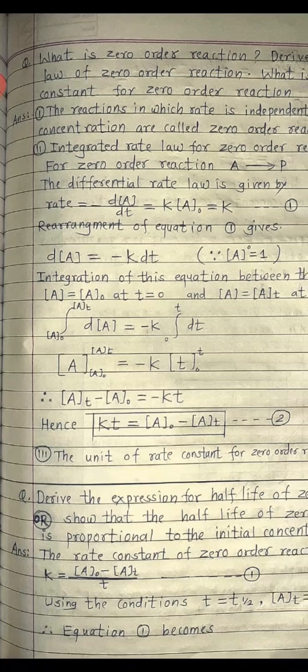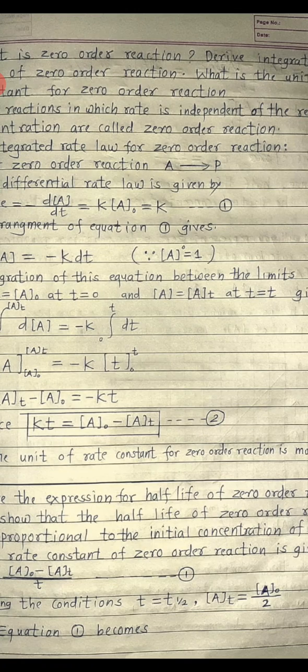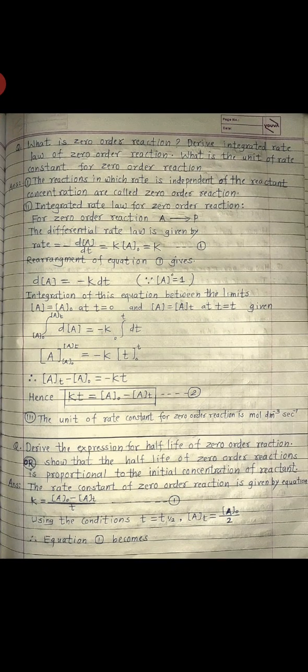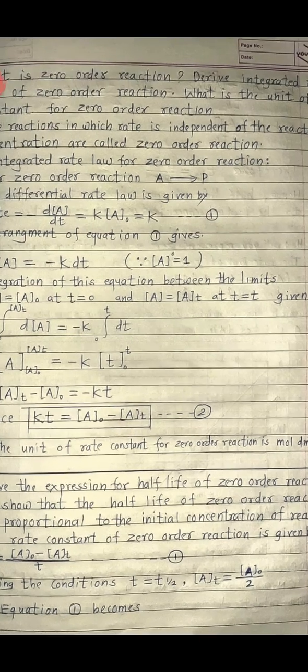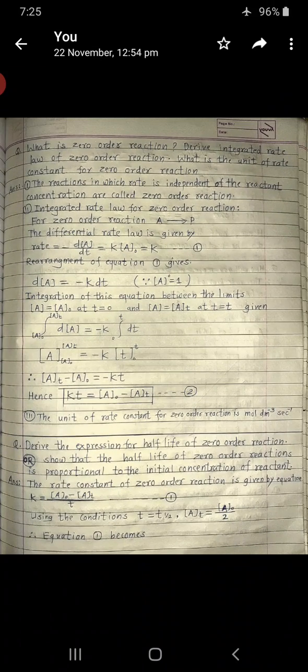So Kt is equal to A0 minus At, and the unit of the rate constant for zero order reaction is mole per decimeter cube per second. So what is the unit of rate constant for zero order reaction? Mole per decimeter cube per second. Okay, this is zero order reaction.